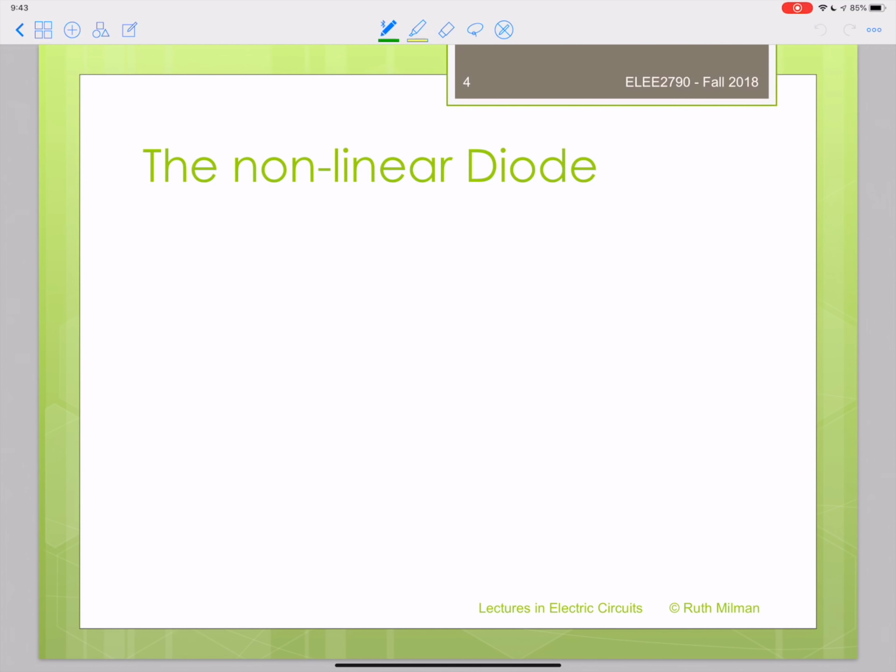To understand what happens here, let's consider the nonlinear diode. We start with our same black box. We have A and B, and inside of here we have a supply current. Instead of attaching our standard linear element, we're going to attach a nonlinear element, also known as NLE. In this case, the nonlinear element that we're attaching is a diode.